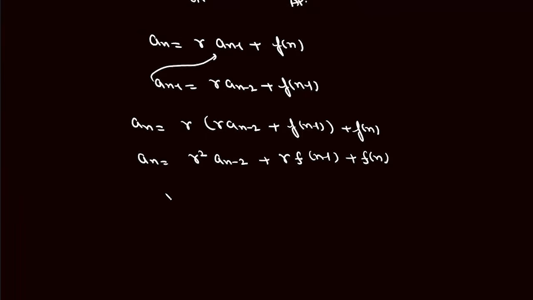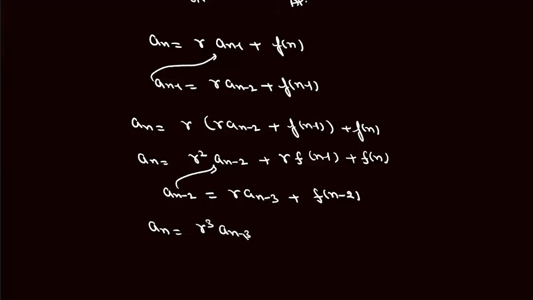Now we can expand A(n-2). It will be R A(n-3) plus F(n-2). And if we put it here, we'll get this as A(n) equals R cube A(n-3) plus R square F(n-2) plus R F(n-1) plus F(n).